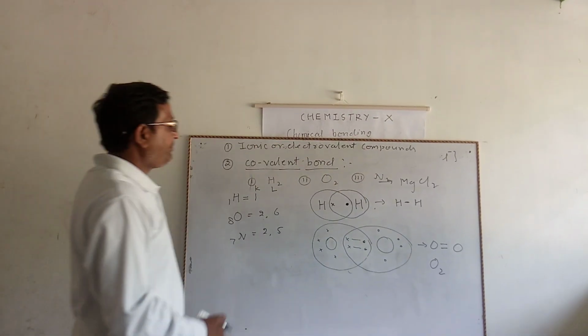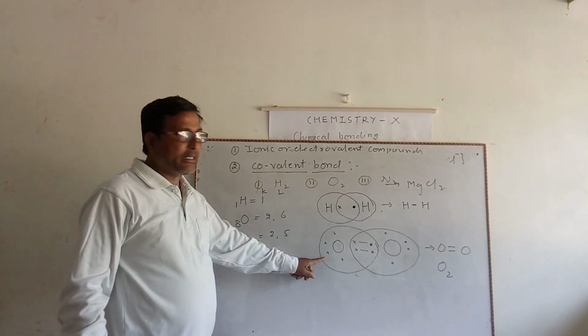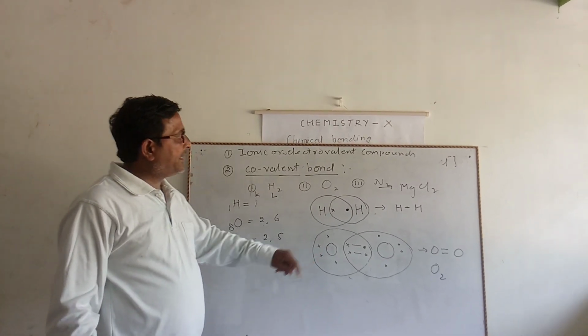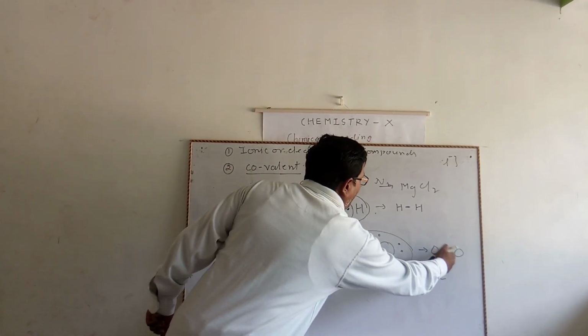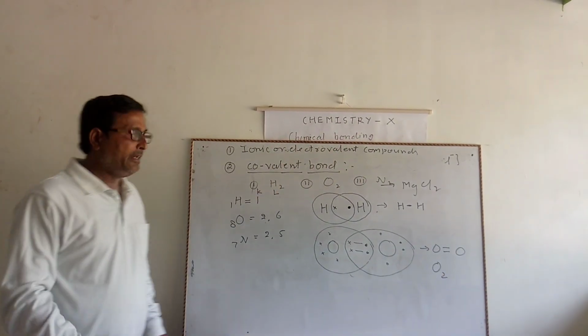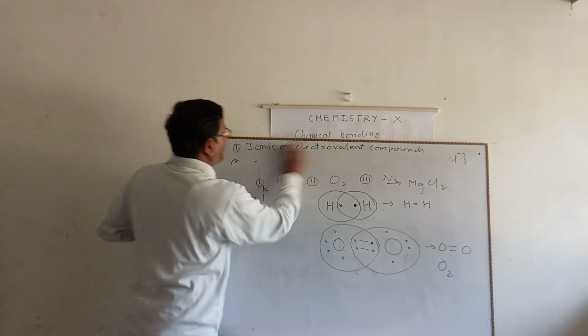So this is the formation of the hydrogen molecule, and this is the formation of the oxygen molecule. You can easily say that the valency of oxygen is 2. Why? Because this is the combining capacity of oxygen. The same thing we can do in case of nitrogen.